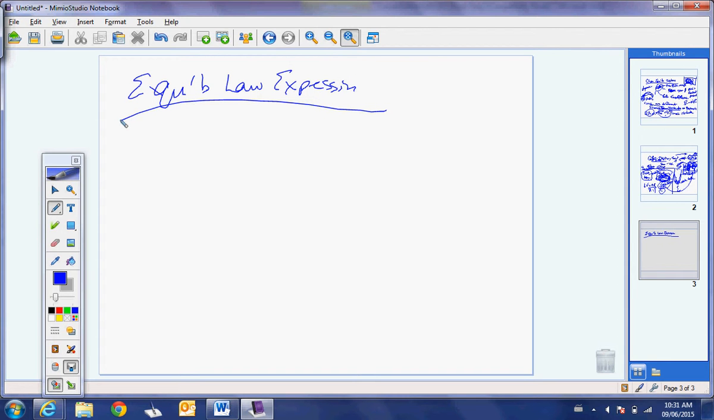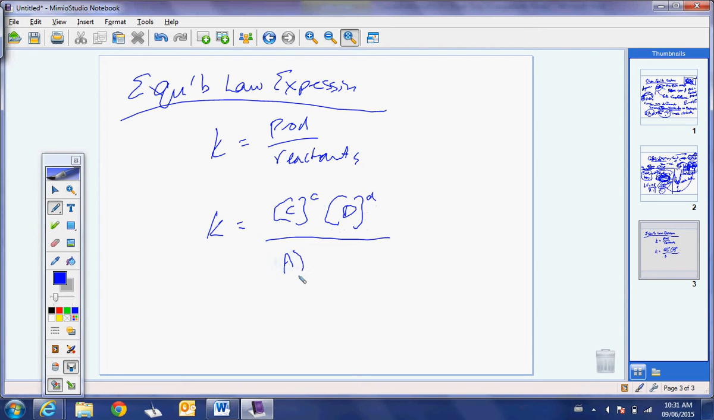What did I want about the equilibrium law expression? K equals products over reactants. That's how we memorize it. What's the general K expression? It's not products; it's C to the power of little c times D to the power of little d, over A to the power of little a times B to the power of little b. If they ask you for it, this is what they're looking for.